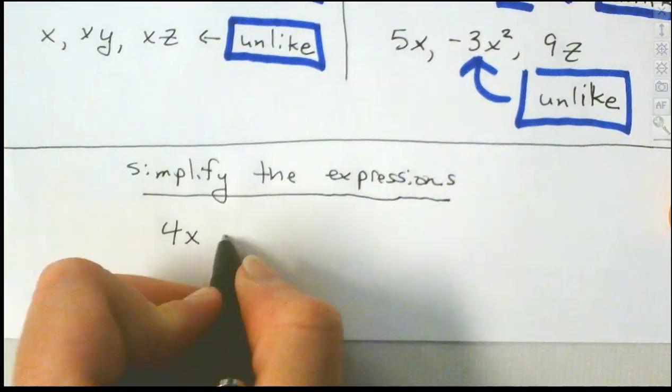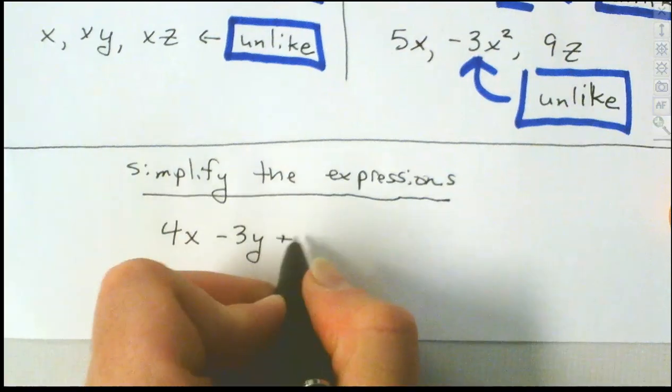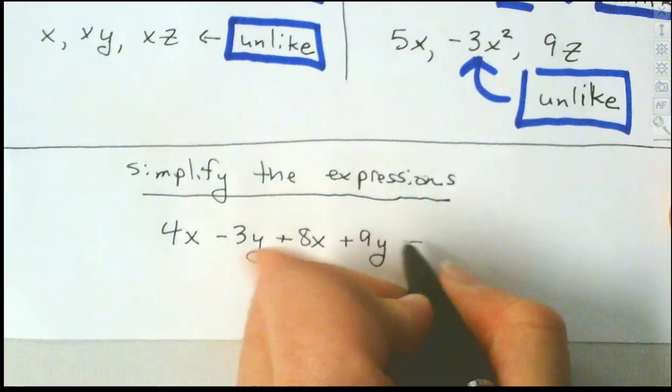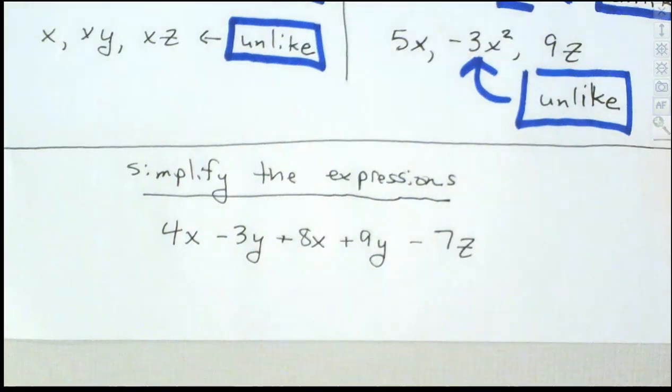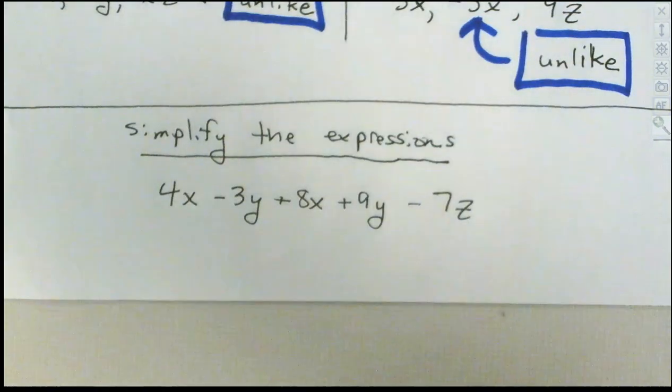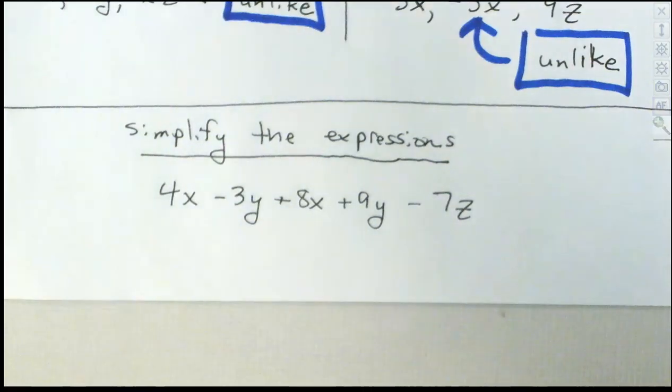How about 4x minus 3y plus 8x plus 9y, minus 7z? So we're going to take the like terms and combine them together. Doesn't matter which variable we start with. We just pick a variable. Usually we start with x because x is usually first. So I want to go ahead and look at the x's here.